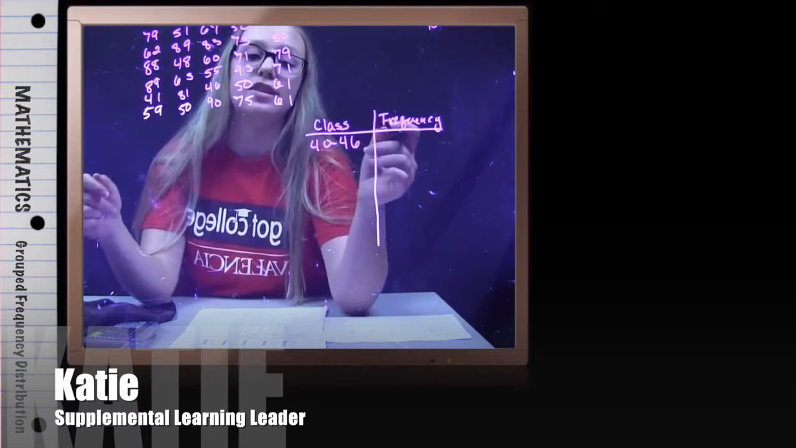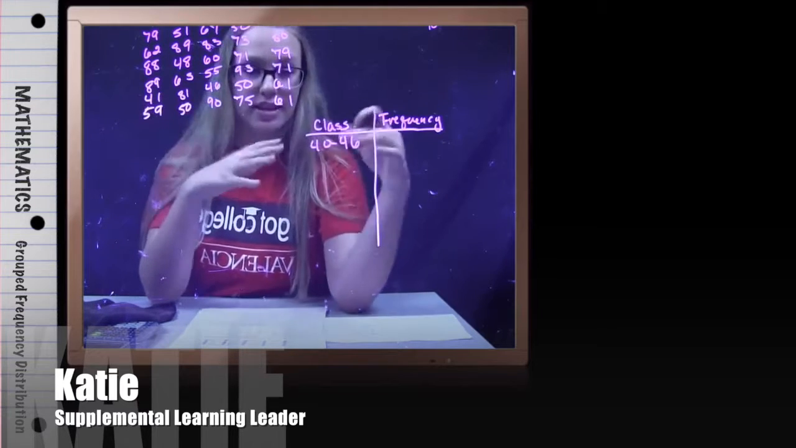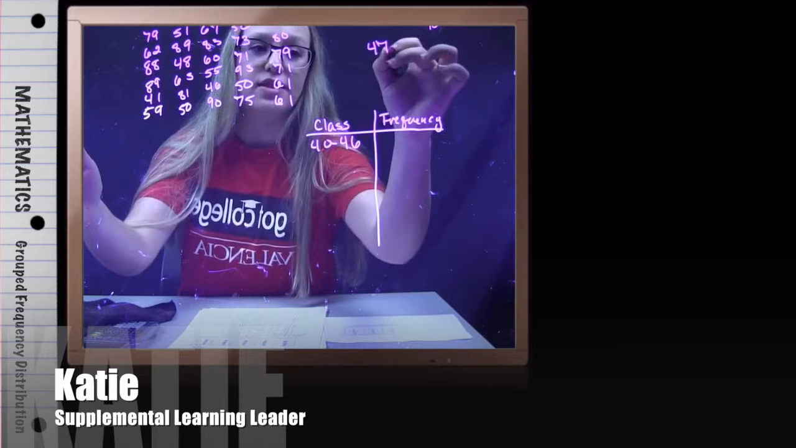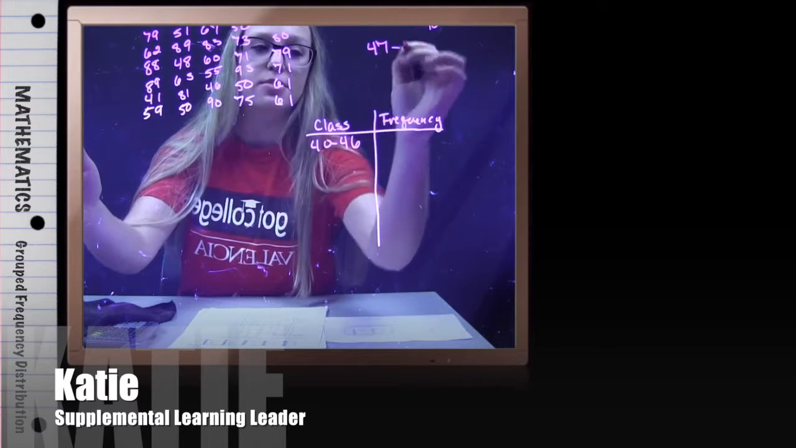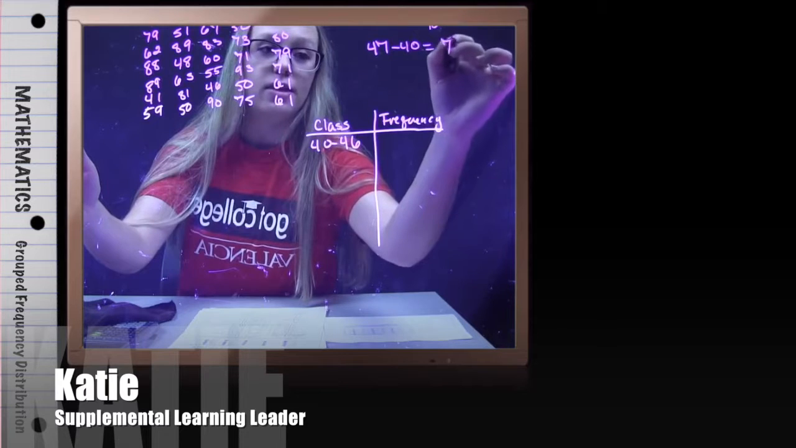And to find the width of this class, we're actually going to take a number above the class, which is the next one, 47. So it ended with 46, we're going to 47. And then we're subtracting the smallest number in the class, which is 40. And we get that we have a width of 7.